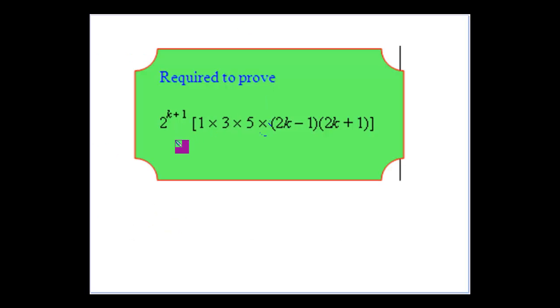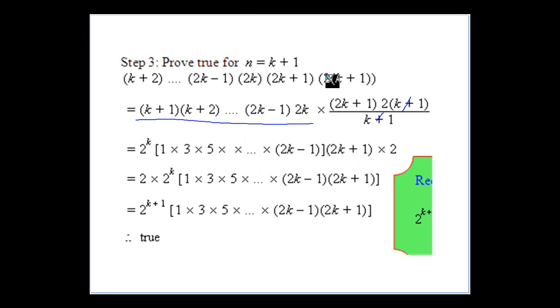So, come on, we're required to prove this. This is what we want to get. We start with our left-hand side and get to 2 to the power of k plus 1, times 1 times 3 times 5 and so on through to 2k minus 1 and 2 lots of k plus 1. So we start with our left-hand side, (k+2) through to (2k−1), and we go through to what n was equal to, k plus 1, so we end up with that all the way through.